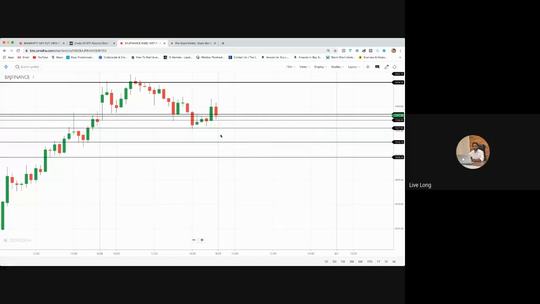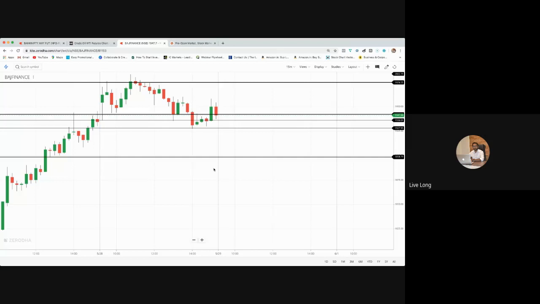Please keep in mind, if this level is getting broken, the first target I can check out for is this, because there is a support over here. Now, if there was no particular support over here and the support was only over here, then I could have taken this trade, because the risk I have to take is somewhat like half of the reward I can check out for. If I risk 1 rupee, I can make like 2 rupees.